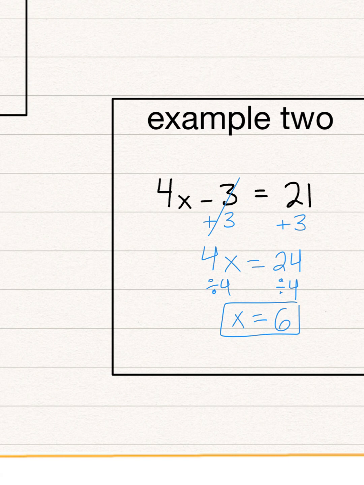We can always check these by plugging it back in as well. So if I checked x equals 6, I plug in 6 for x, or I substitute 6 for x. I would say, okay, 4 times 6 is 24 minus 3. Yep, that's 21. We're good.